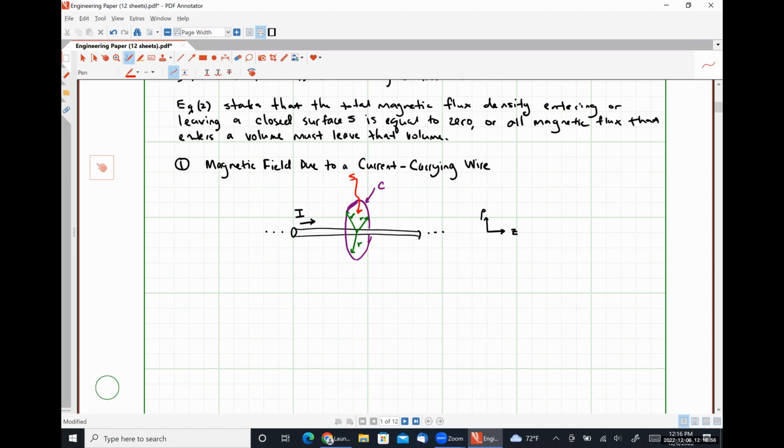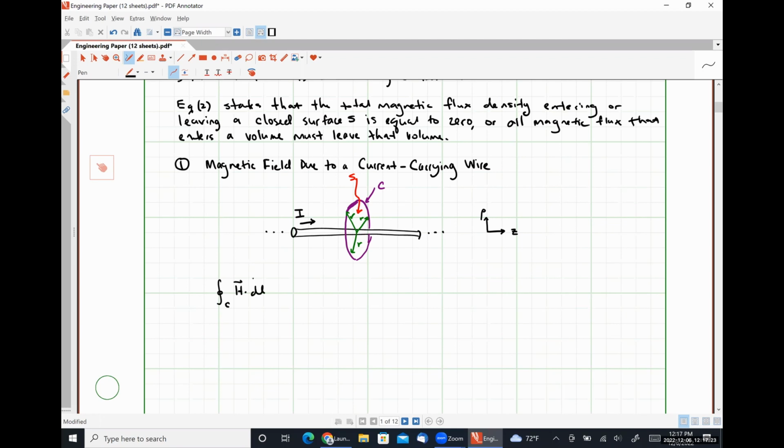2 pi r, absolutely right, okay? So the length of our contour is 2 pi r. What is the total current that's enclosed by our contour? So how much current flows through the contour? Just I, right?